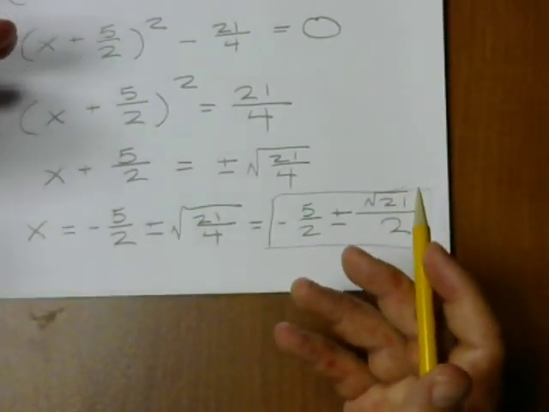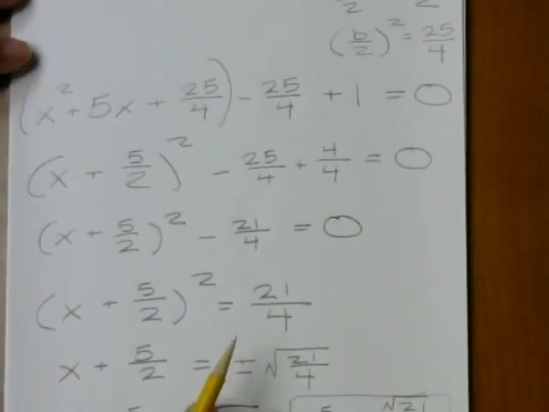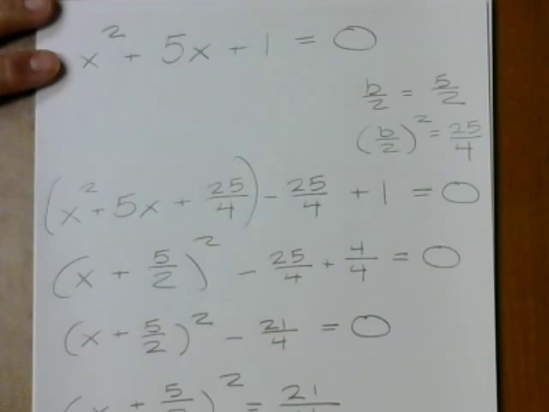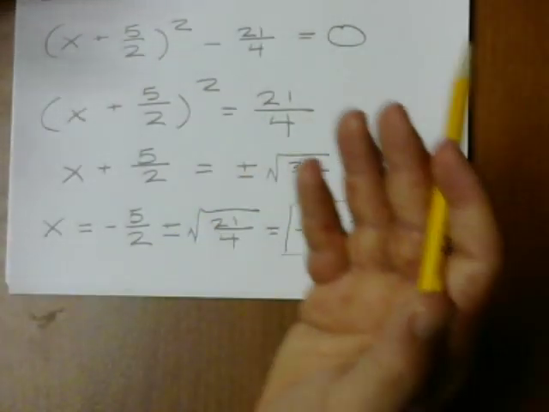So that's an example of using completing the square to do something. I certainly wouldn't be able to factor this in order to solve it, so this is a great method for solving a quadratic of that form.